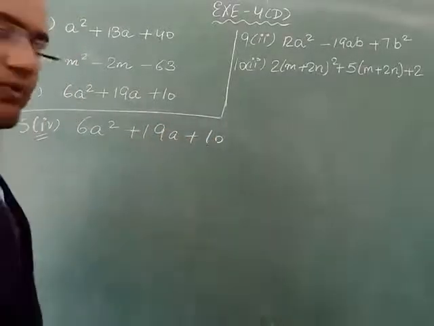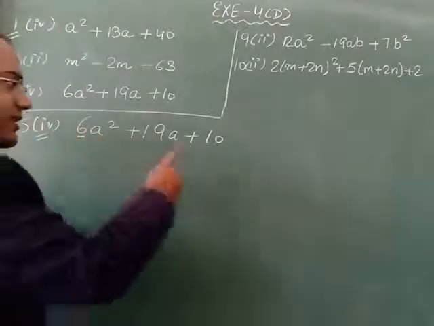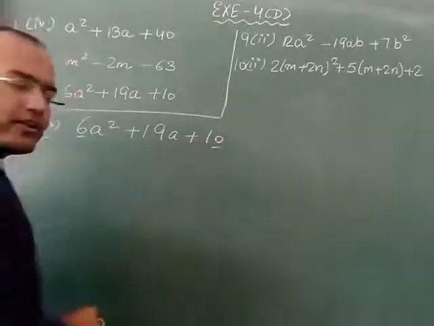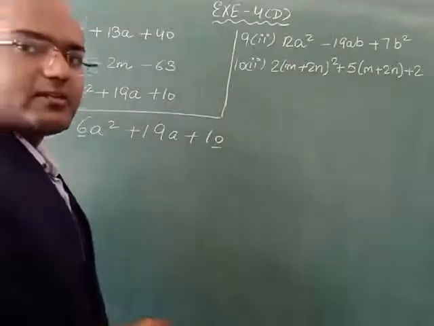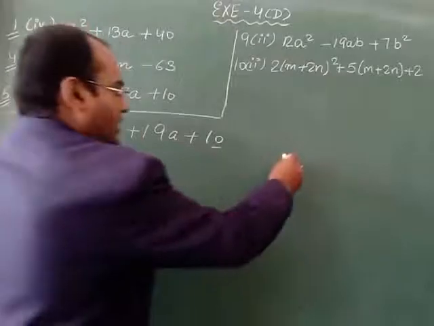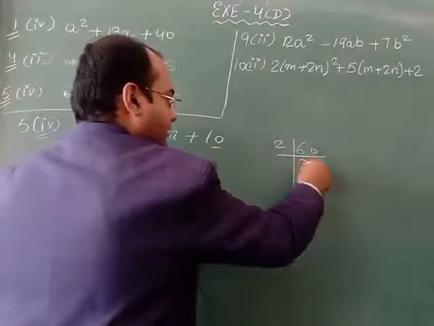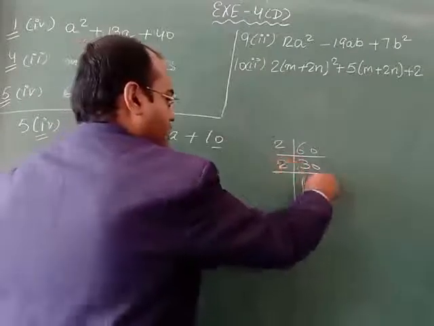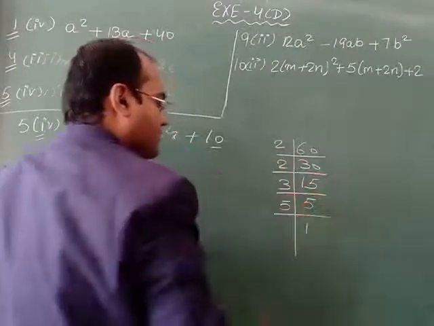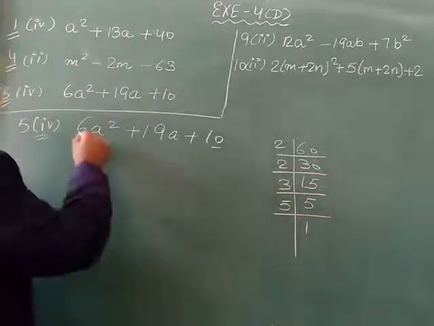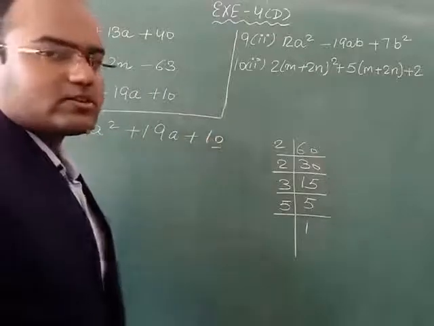So first of all, what will we do? The first number here is 6 and at last it is 10. So first of all, we have to find the product of 6 and 10. 6 10s are 60. So we have to find the prime factors of 60. 2 30s are 60, 2 15s are 30, 3 5s are 15, 5 1s are 5. The product of 6 and 10 is 60.